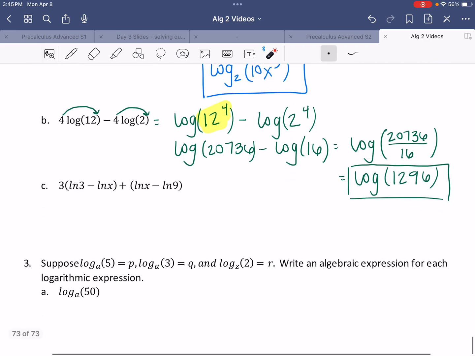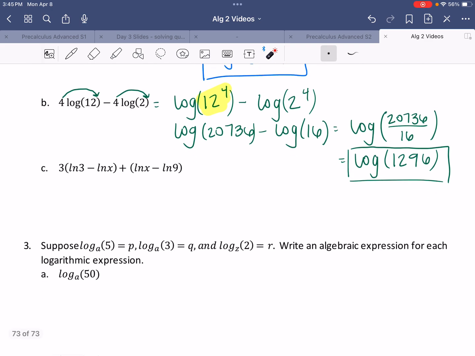Okay, y'all, let's do another condensing problem and then keep on going with a few more examples. So number 3, or part C, says 3 times the natural log of 3 minus the natural log of x. You have some choices here. Sorry, let me finish reading it, plus natural log of x minus natural log of 9. So you have a couple of choices. We could distribute this 3 and then go ahead and combine them. We could combine them first and the 3 would distribute to the whole expression.